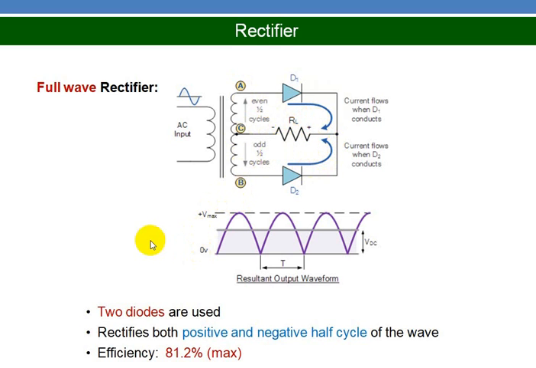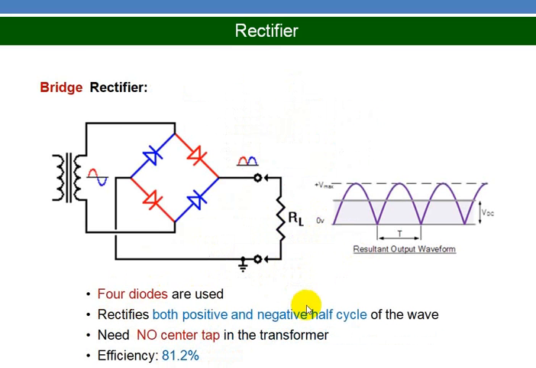So this rectifier circuit rectifies both positive and negative half cycles. So you'll get a waveform like this. Here, this middle line is nothing but average DC voltage. If you give this to a filter, you'll get this average DC voltage. The efficiency of this is 81.2%.